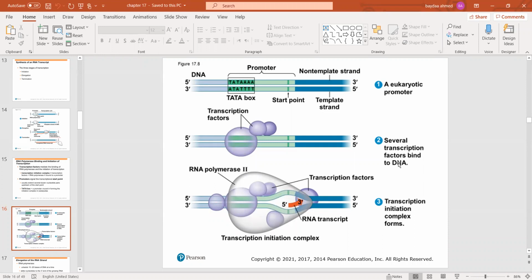Several transcription factors, one recognizing the TATA box, must bind to the DNA before RNA polymerase II can bind to the correct position and orientation. Additional transcription factors, in purple, bind to the DNA along with RNA polymerase II, forming the transcription initiation complex. RNA polymerase II then unwinds the DNA double helix and RNA synthesis begins at the start point on the template strand.